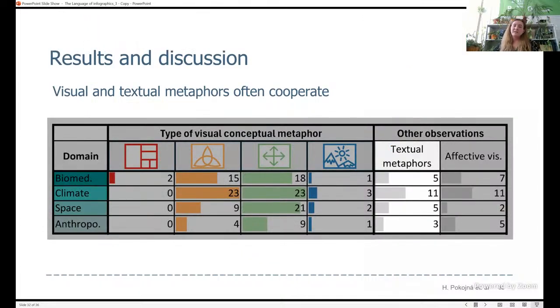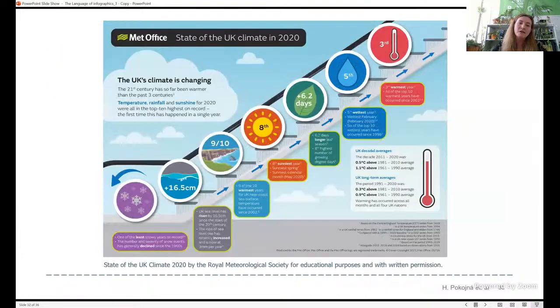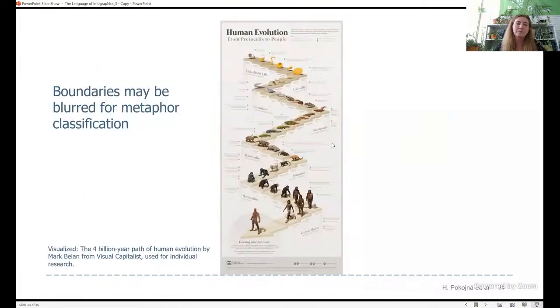We have also found that textual metaphors also often cooperate with visual metaphors in infographics. So for example, a rising of sea levels is corresponding with the glyph for sea levels being placed on an escalator that is going up, as well as this warmest day is all the way at the top of the escalator, as well as this red is also representing urgency and the temperature.